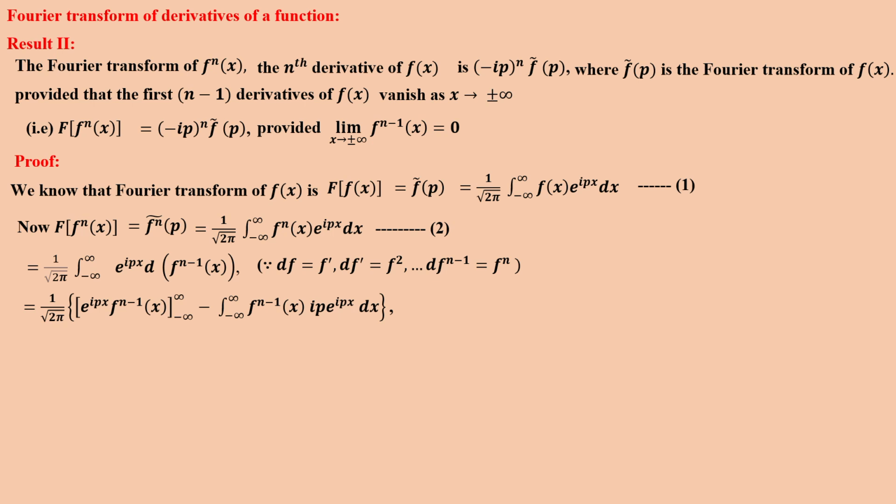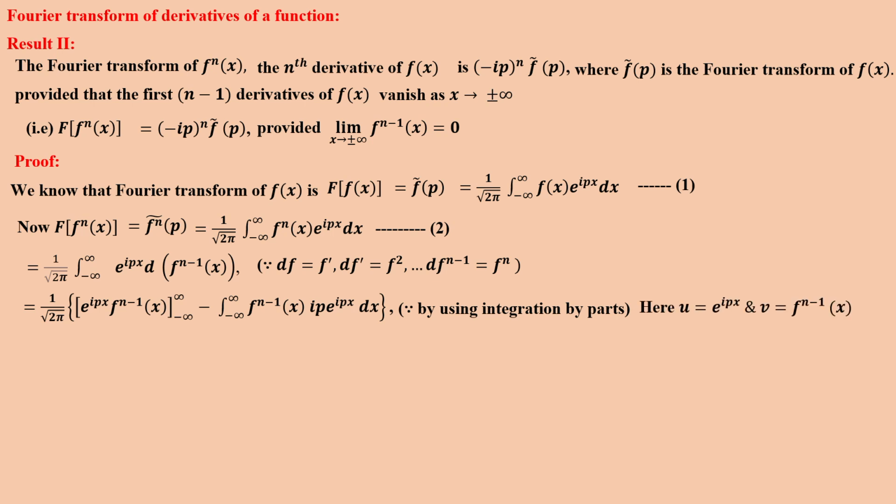So using the uv formula, that is integral u dv is equal to uv minus integral v du. Here u is equal to e^(ipx) and v is equal to f^(n-1)(x). So 1 by root 2 pi, uv, e^(ipx) times (n-1)th derivative of f of x, lower limit minus infinity, upper limit plus infinity, minus integral v du, integral minus infinity to plus infinity. v is the (n-1)th derivative of f, and then derivative of e^(ipx), right? ip into e^(ipx) dx, right?